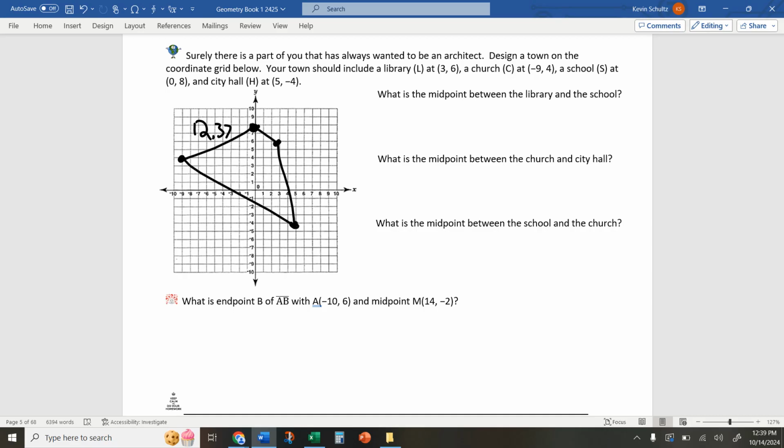No, not guess and check. How would you guess and check this? That doesn't make any sense. You're using the distance formula 4 total times, because there are 4 sidewalks that you want to build here. Okay? 4 total times.